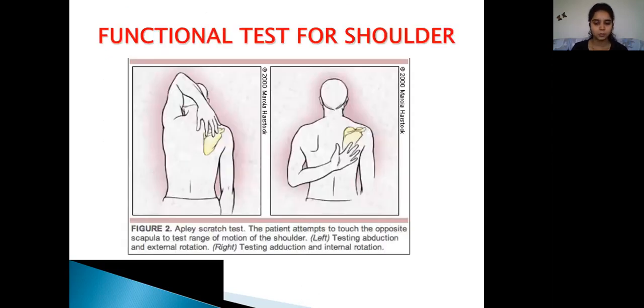Functional tests. Whenever a patient comes to us with any shoulder pathology, we should at least aim in the treatment to treat the patient accordingly so that he can do his ADLs. Now here's the Apley's scratch test, where the patient attempts to touch the opposite scapula to test range of motion of the shoulder. On the left side, you will see the abduction and external rotation testing, and on the right side, you will see it for the adduction and internal rotation.